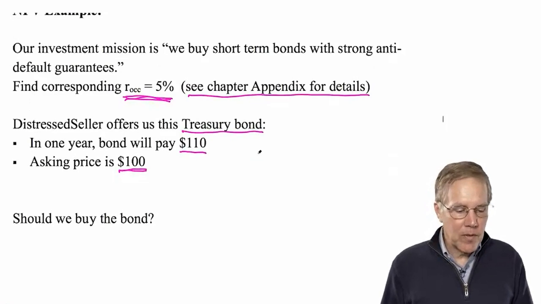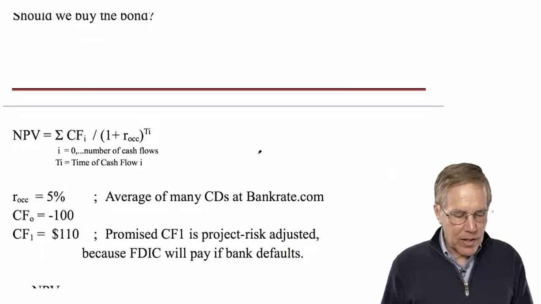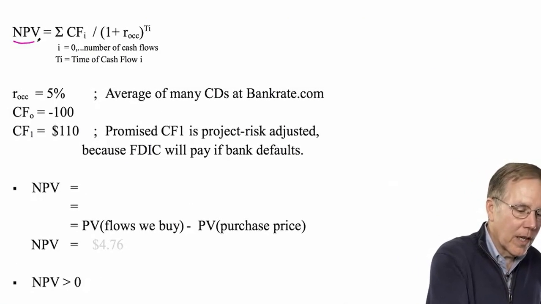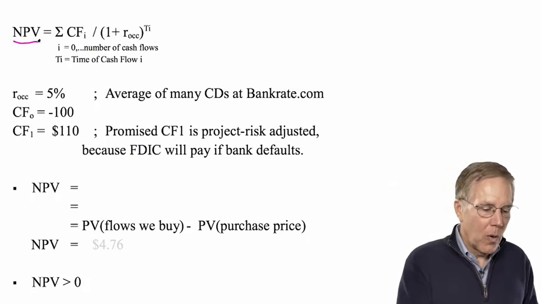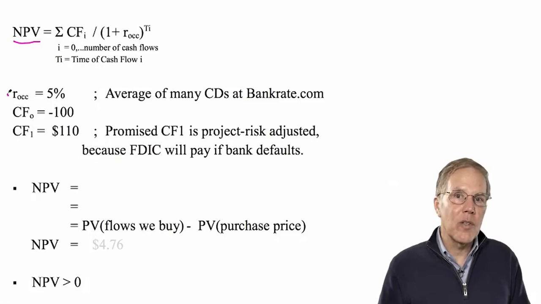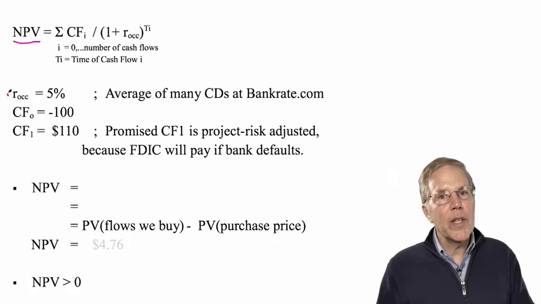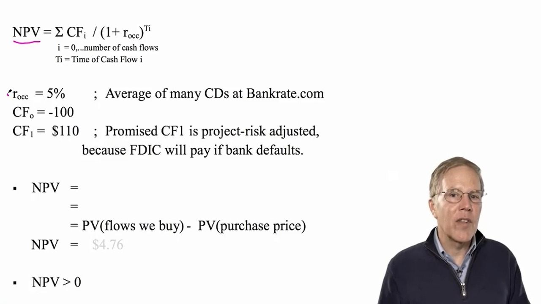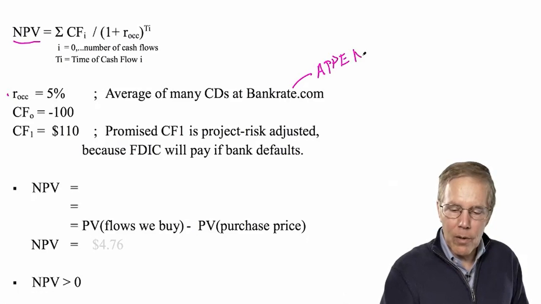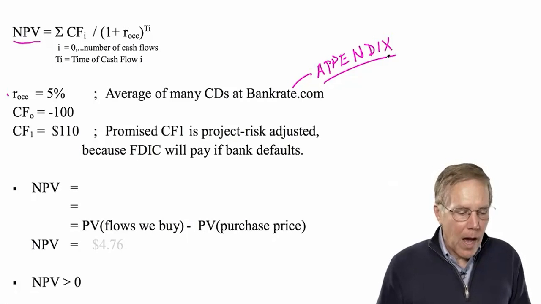Let's apply the NPV methodology and see what's happening here. Okay, so here up at the top is once again our NPV formula. We know our investment mission, we know our opportunity cost of capital. We invest in very short-term stuff with strong guarantees. Pretty much not much is stronger guarantee-wise than treasuries. Distressed Seller is offering us a treasury, so that's good. And this is in the appendix. That's a little hint about how we came up with our opportunity cost of capital.